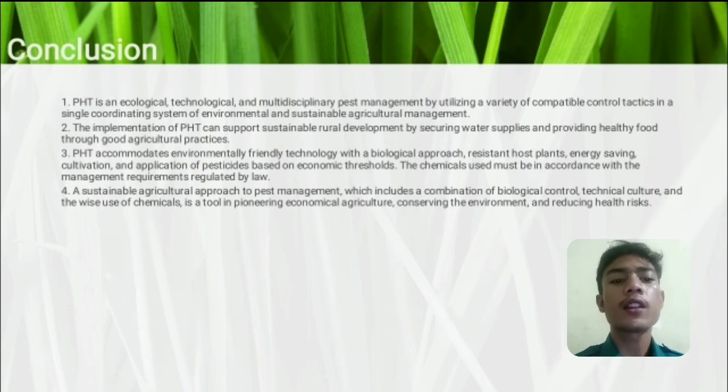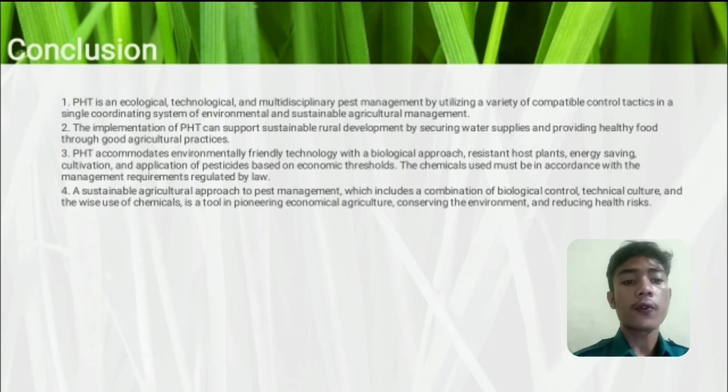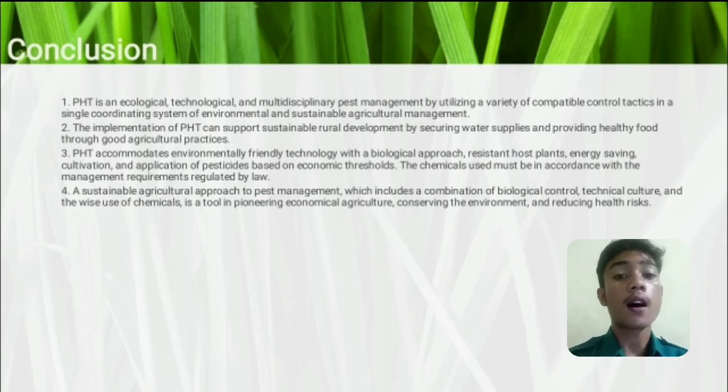2. The implementation of IPM can support sustainable rural development by securing water supplies and providing healthy food through good agricultural practices. 3. IPM accommodates environmentally friendly technology with a biological approach, resistant host plant, energy-saving cultivation and application of pesticide based on economic threshold. The chemical use must be in accordance with the management requirement regulated by law.